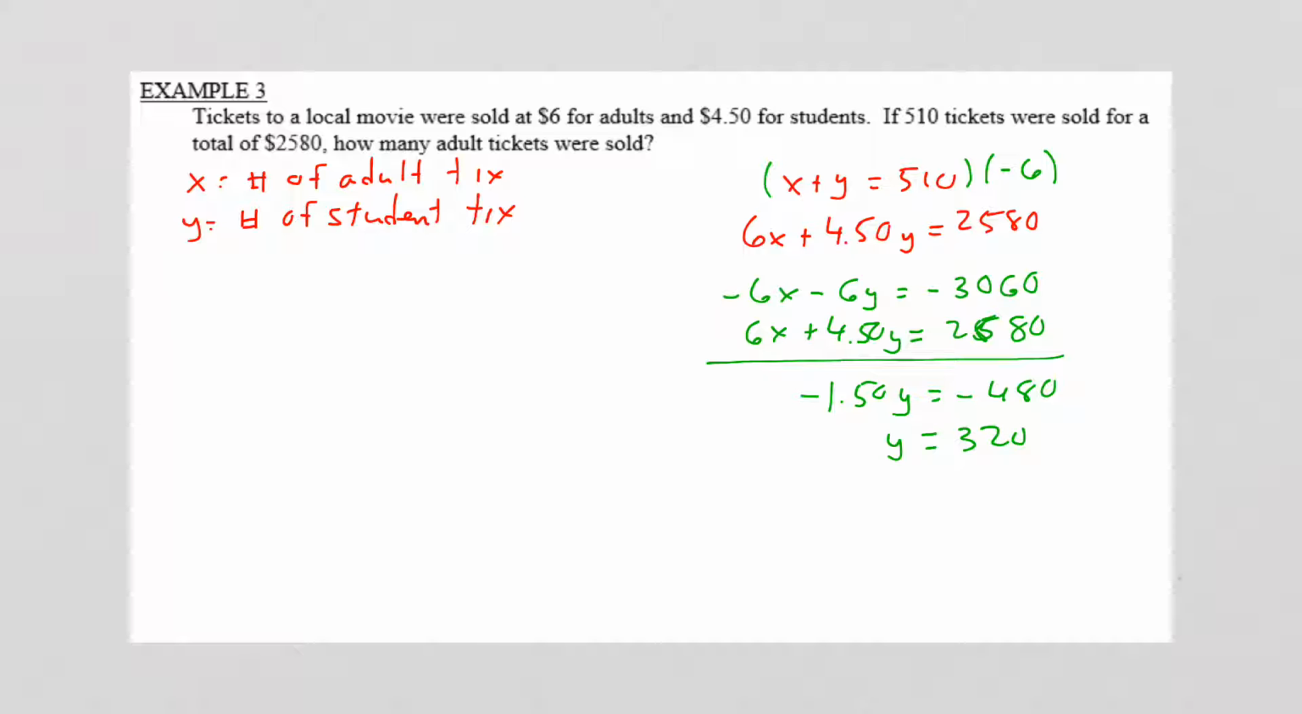The question asked us for the number of adult tickets, so we need to plug that into one of our equations. So we know that x plus y is 510, so x plus 320 equals 510. So we subtract 320, and we get that the number of adult tickets was 190. I don't know why I put that negative there. So when we do that, we just need to write our answer, that there were 190 adult tickets sold.